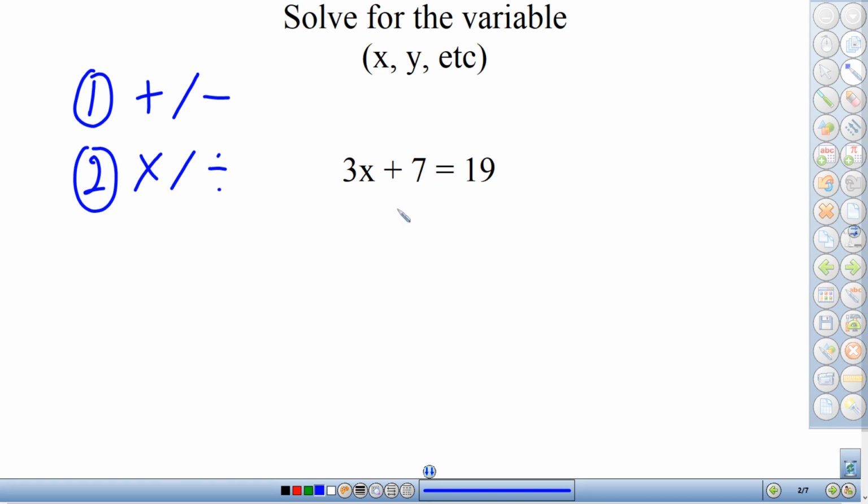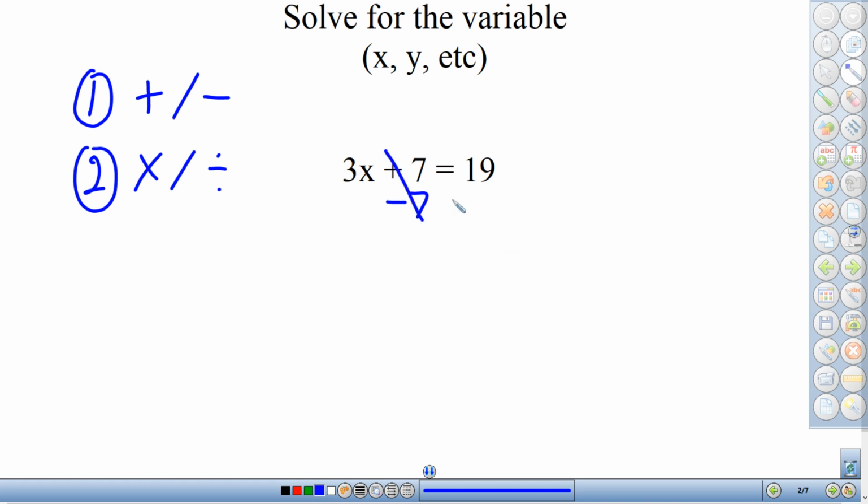So here's what we're looking for. We're trying to get this variable, in this case it's an x, all by itself. The way we're going to do that is by eliminating everything next to it. So we're going to go with this plus 7 first. And this is a plus 7, so we need to do something that's going to make this disappear. So we can subtract 7. If we do that, this becomes 0.